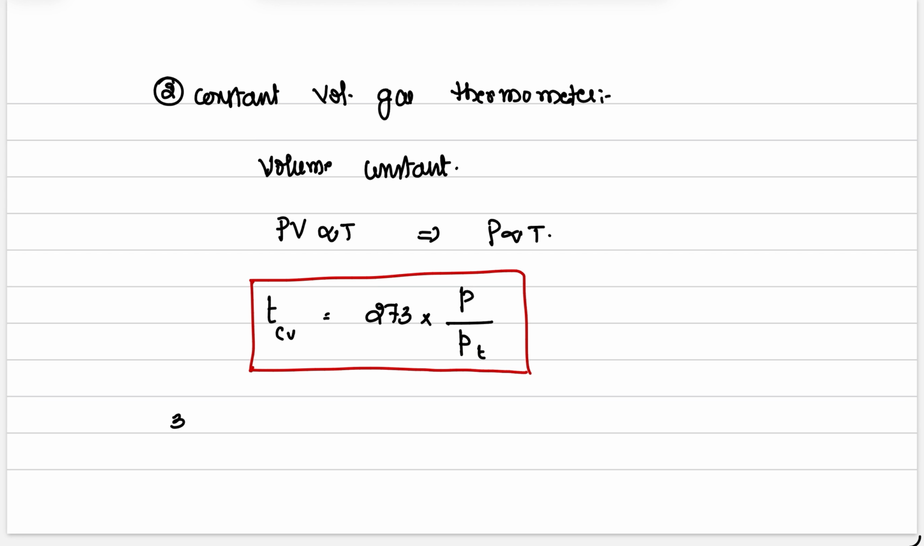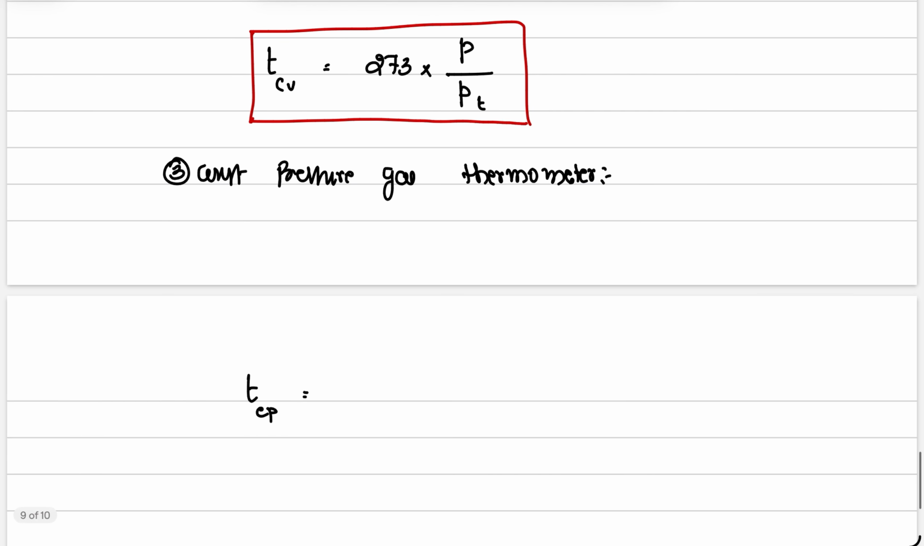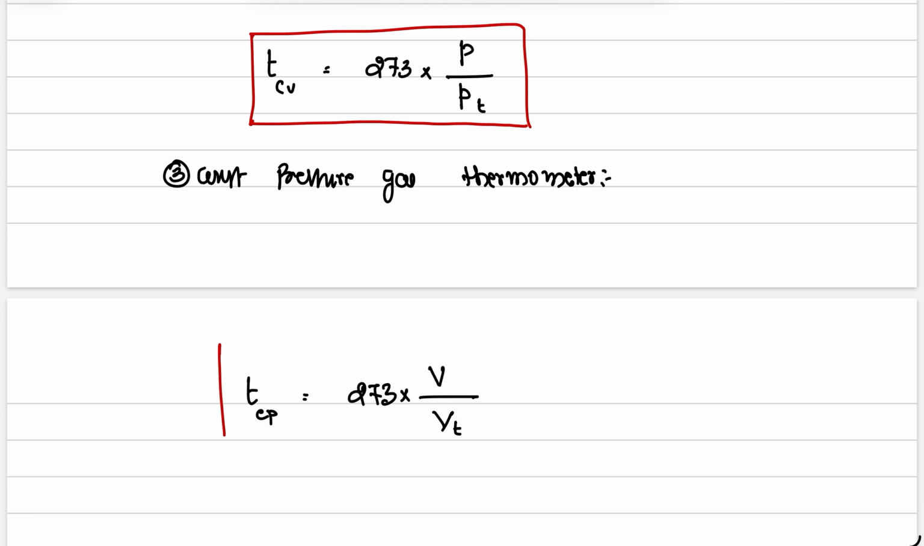Similar is the case with constant pressure gas thermometer. In this, TCP, constant pressure at which you want the temperature, is 273 into volume at which temperature is required divided by volume at which temperature is measured. You know the value.